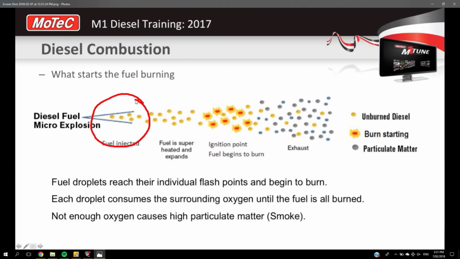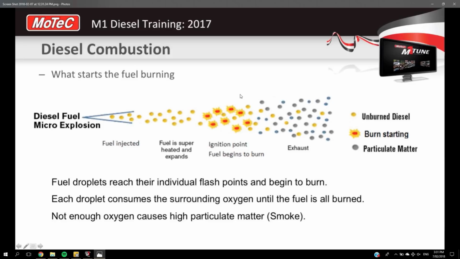So what we'll do now is have a quick look at another slide. This is what happens once that fuel is injected. So we get the fuel initially injected, and to start with, nothing happens. The fuel doesn't initially combust. What we find though is as the fuel absorbs heat from the combustion chamber, it becomes superheated and it will expand. It reaches the ignition point and it begins to burn. So there is a delay, which is really important to understand, between the fuel initially being injected, becoming superheated, and then the combustion process actually starting.